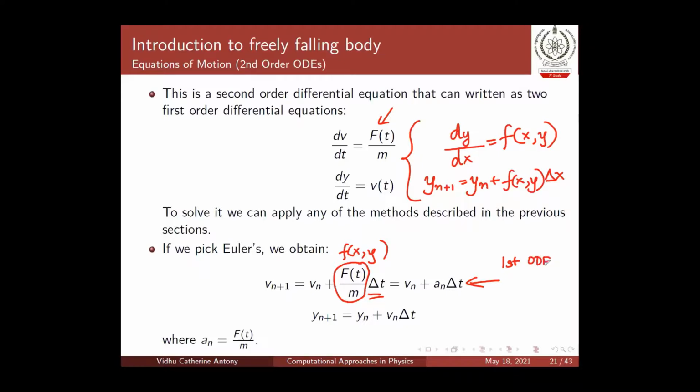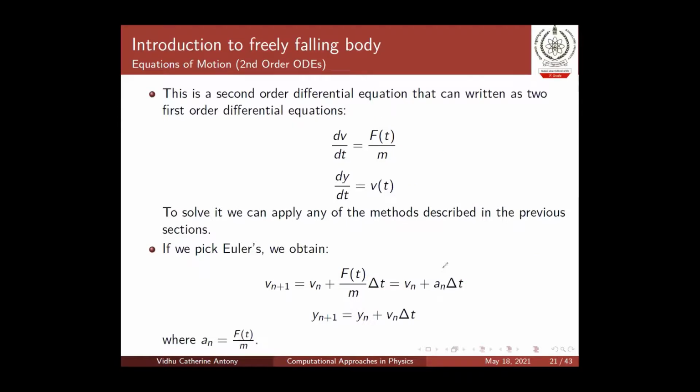Now this only solves the first ODE. You have another ODE as well, the one to do with the trajectory. So here you have y of n plus 1 is equal to y n plus v of n into delta t. For both of them, for velocity as well as your height, you're incrementing in terms of time.